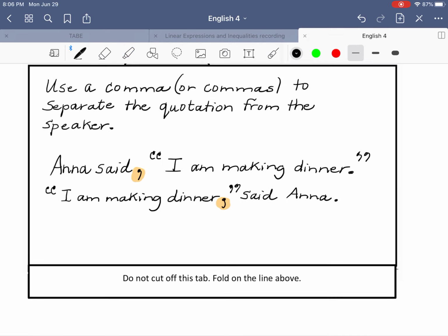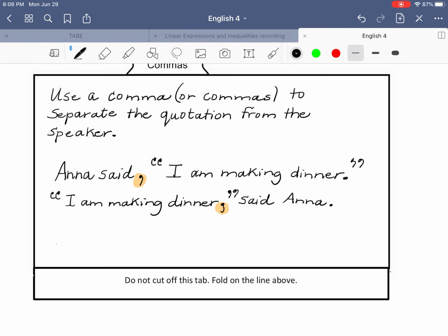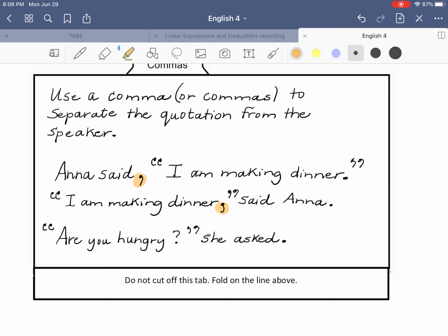Now consider this example. Are you hungry? She asked. No comma there because you have the punctuation mark that is taking the place of that comma. Also, if that were to be an exclamation point, you would not need to put your comma.